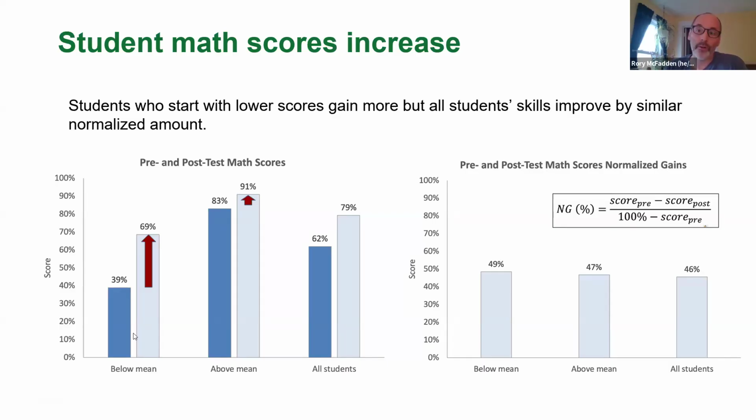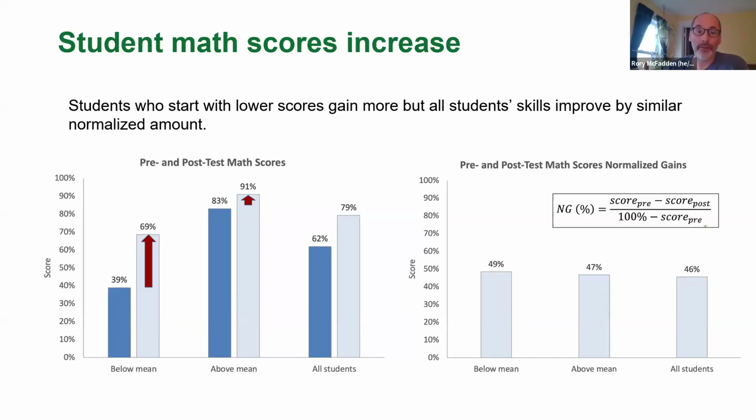And one thing that I hope you notice right away is that students who start with a lower score, so this below mean group, gain more, in terms of raw score, than the students that start above the mean, but all of the students improve.